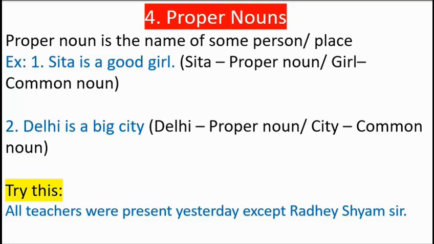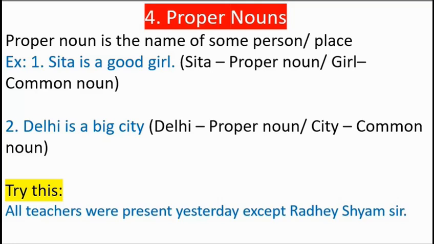If you are clear, try this third sentence. Take a pause and try. Let me read this: All teachers were present yesterday except Radheshyam sir. So here two nouns are there. Identify. What are those nouns? One is teachers. The second one is Radheshyam sir. Teachers is not particularly any teacher. It's common, so teachers is a common noun. Radheshyam sir: particularly we are talking about Radheshyam sir. So this is a proper noun.